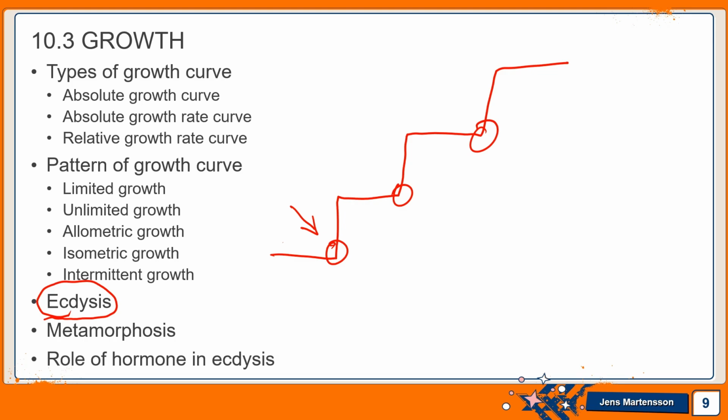The disease you also have to learn, and also you have to learn about the new thing, which is metamorphosis. What is metamorphosis? You have to learn. And another one is the role of hormone in disease. How does this disease happen? Why and how does it happen?